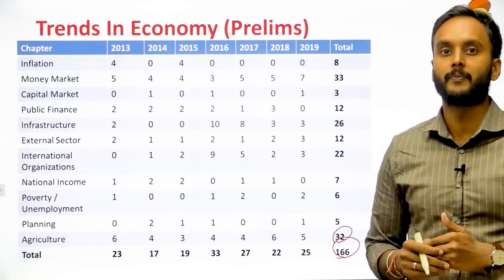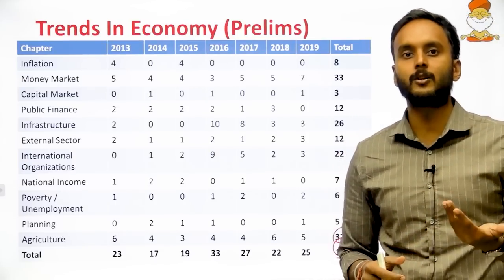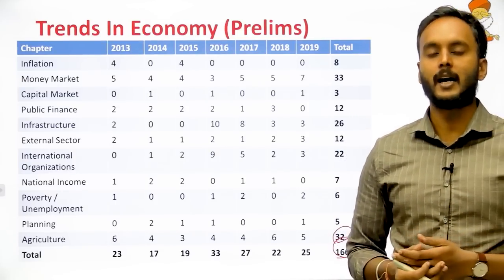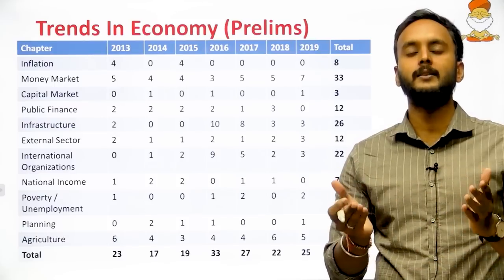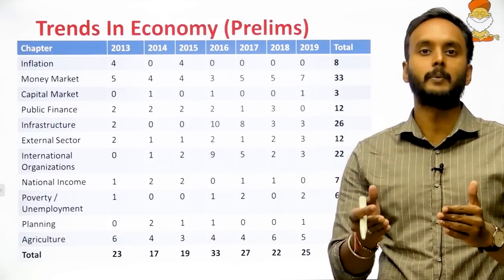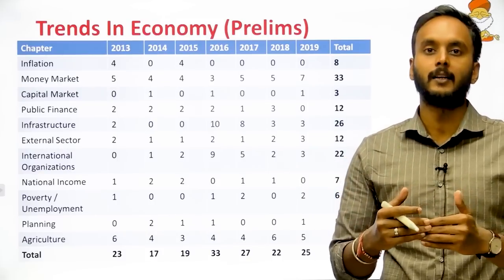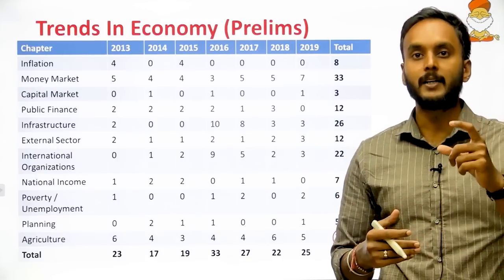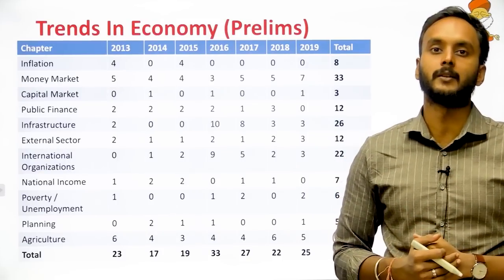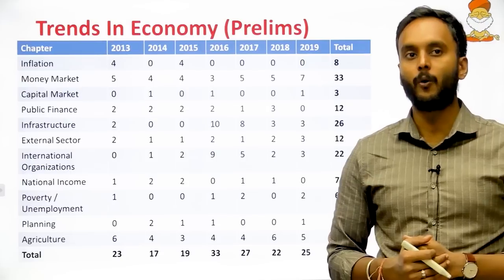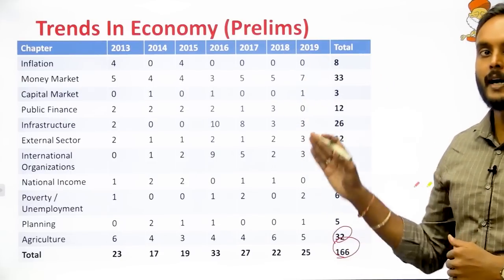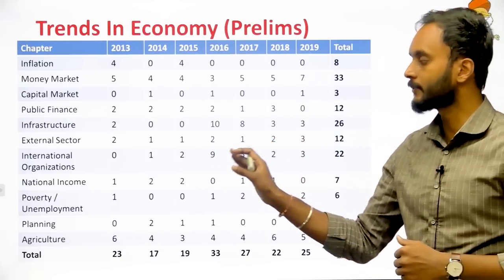For example, there was a question on the ease of doing business index which was asked in UPSC as to who is the authority behind the ease of doing business. But in the next year, the question was about what are the parameters with respect to the ease of doing business index. So this is how a trend is just to help you understand how many questions have been asked in which chapter.